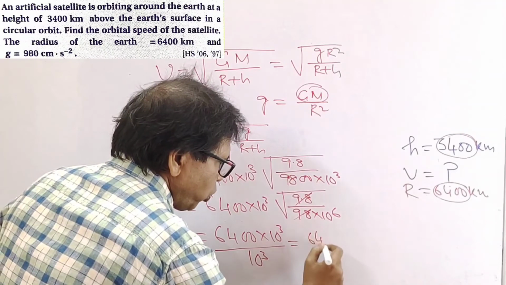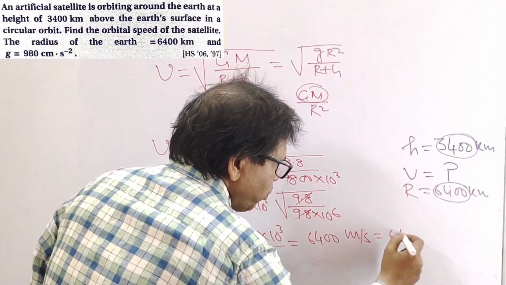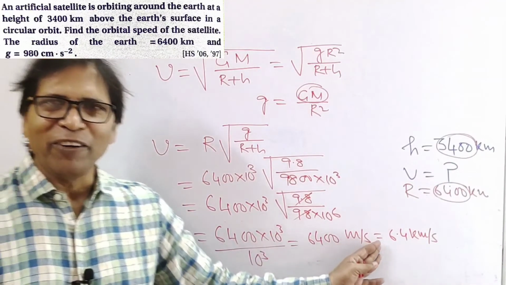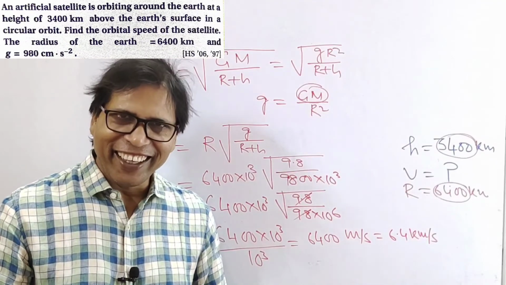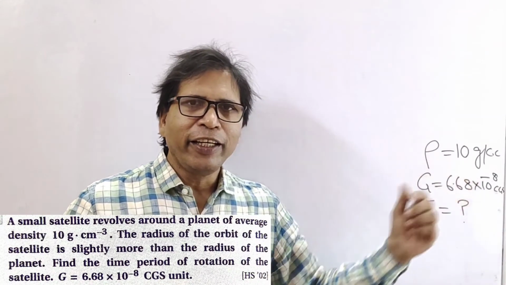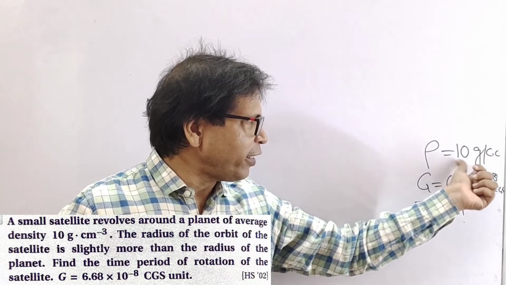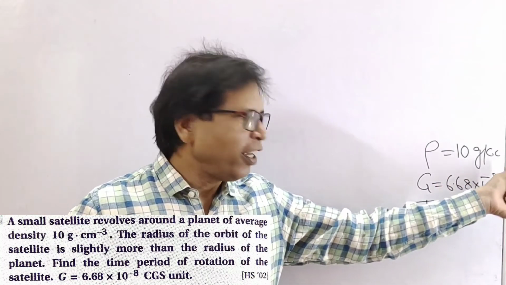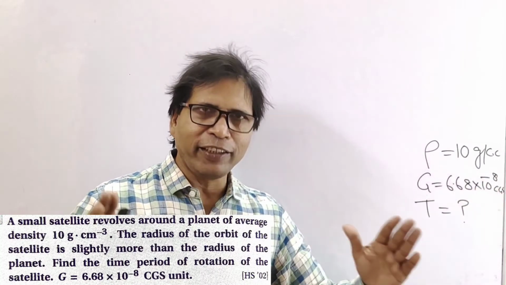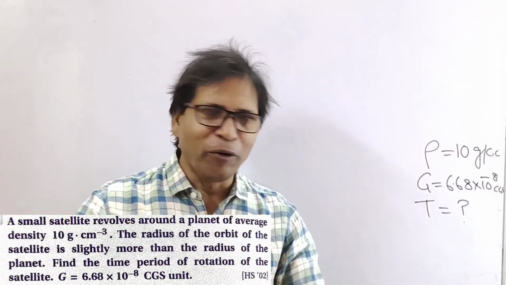This equals 6400 meters per second. So 6.4 kilometers per second is the orbital velocity of the satellite. Okay, next. Now a small satellite revolves very close to a planet of mean density 10 gram per cc. G is 6.68 × 10^-8 CGS units. We have to calculate the period of revolution.